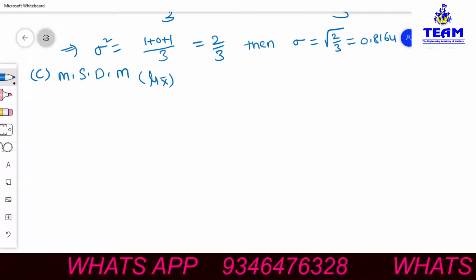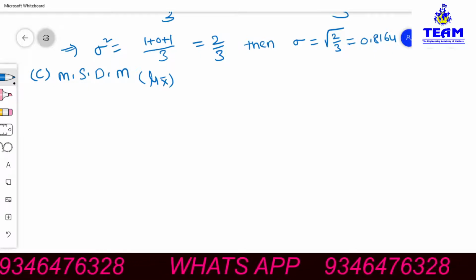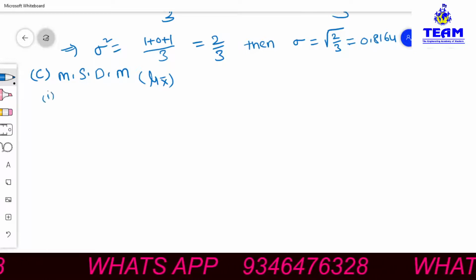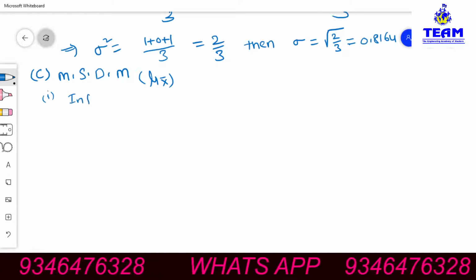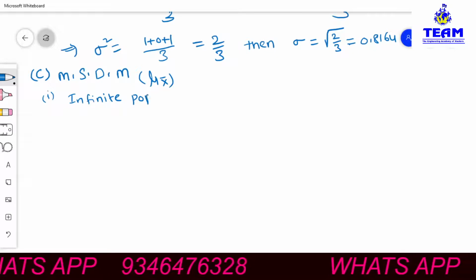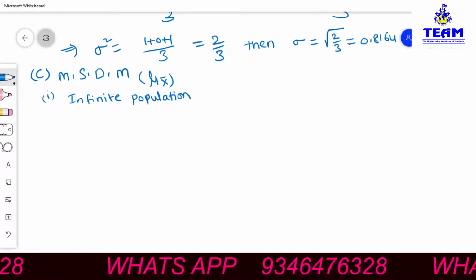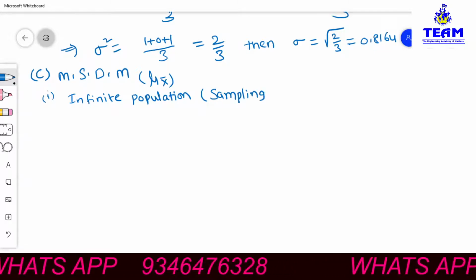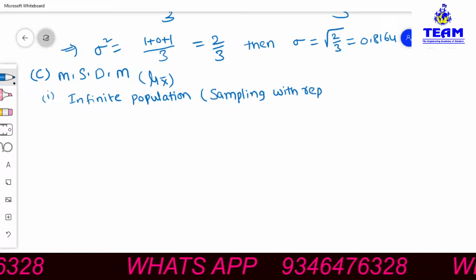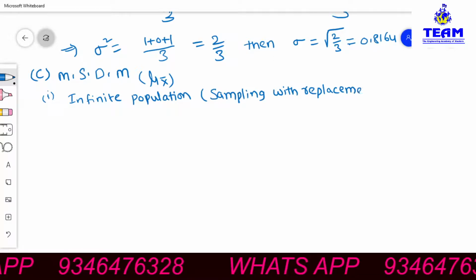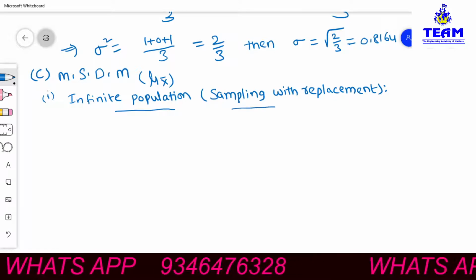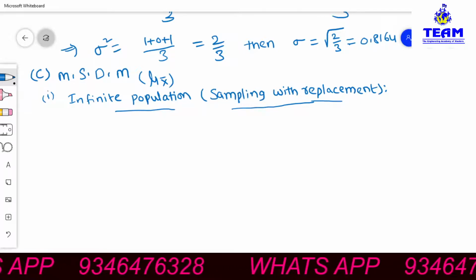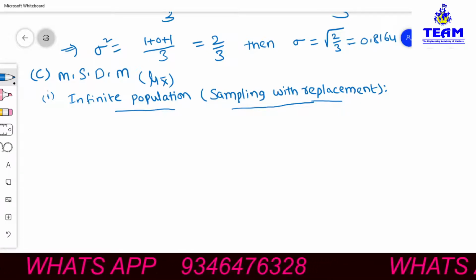Sampling distribution can be found, first, in the case of an infinite population. That is, I am finding both cases, in which the first one is for an infinite population, which is also called sampling with replacement. Friends, whenever you are finding for an infinite population, that is also called sampling with replacement.